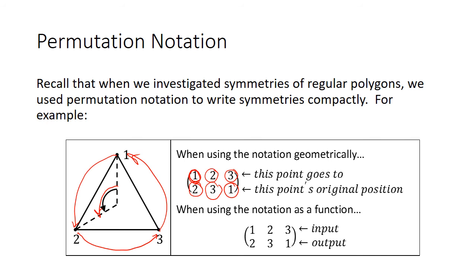And then if you want to think of the notation as representing a function, then you don't really have to have any knowledge at all of the geometry. The input is in the top row and the output is in the bottom row. So if you put 1 into the function, you get out 2, put in 2, get out 3, put in 3, get out 1. Okay, so that's how that notation works.